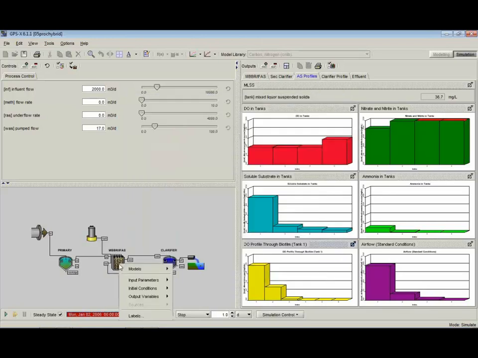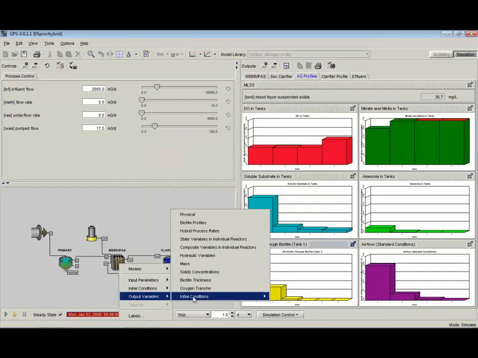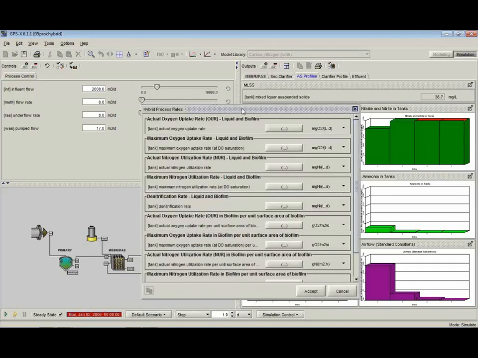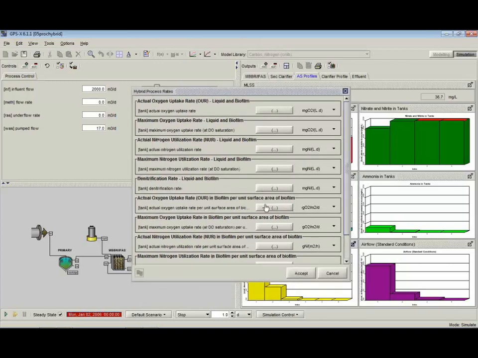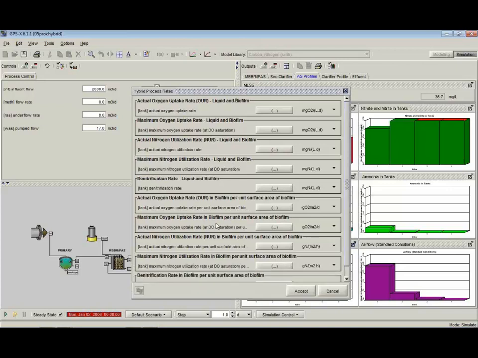So one other thing I'd like to point out here as well, we've also created this other menu here, and we've spent a lot of time developing this over several versions of GPS-X, is what we call our special hybrid rates menu. Hybrid process rates is the name of this menu. You can see here that we have some of the things you would normally expect to find in terms of OUR and nitrogen utilization rate and denitrification rate. This is for the liquid and biofilm together.